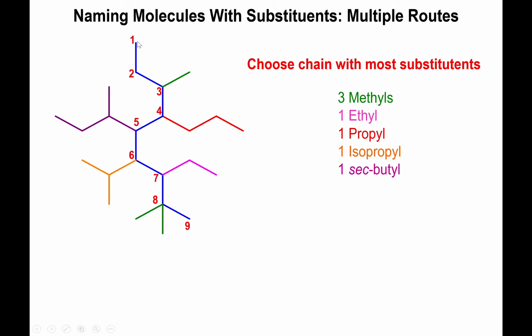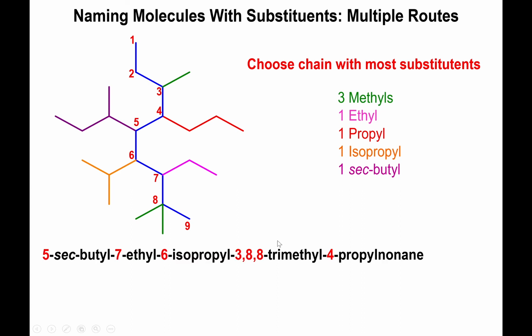All right, now let's determine the number. From one end of the blue chain to the other, we have a total of 9 carbons. So the prefix is going to be non. And this is just a regular alkane, so this will be nonane. And alphabetically, we want to place sec-butyl first because sec doesn't count. B is what counts. So B comes before E comes before I comes before M, and M comes before P. So we have the following order: sec-butyl first, ethyl, isopropyl, methyl, and then propyl.